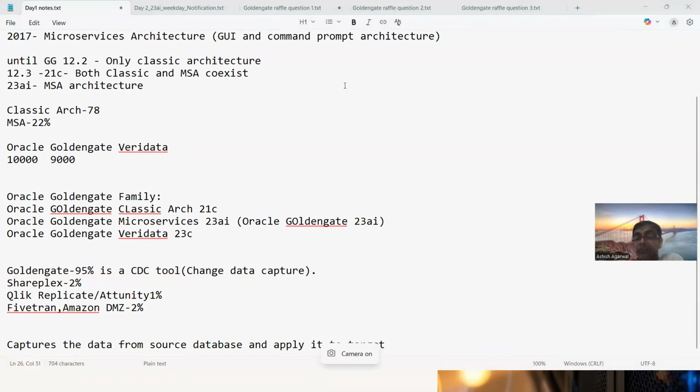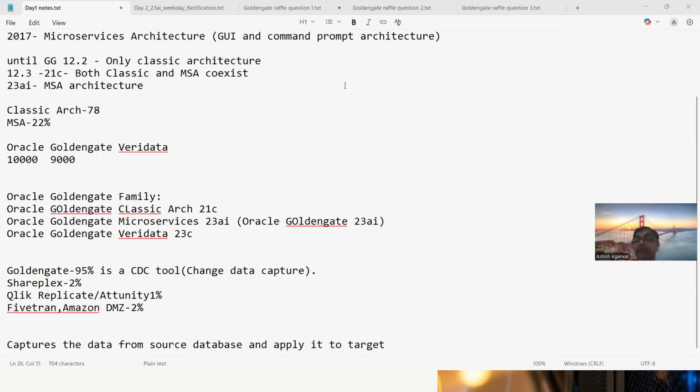So, why learn GoldenGate? The first reason, of course, is that GoldenGate is an Oracle product, and Oracle is the leading market product in databases. The second thing is that in terms of data replication, GoldenGate has no competitors.